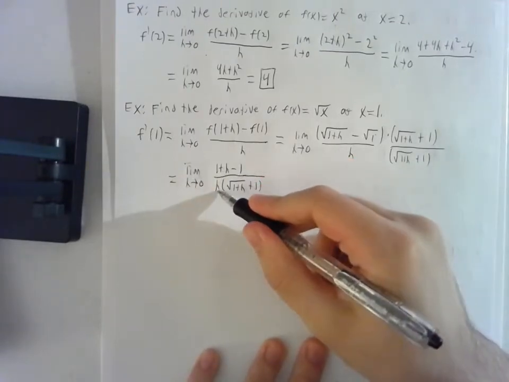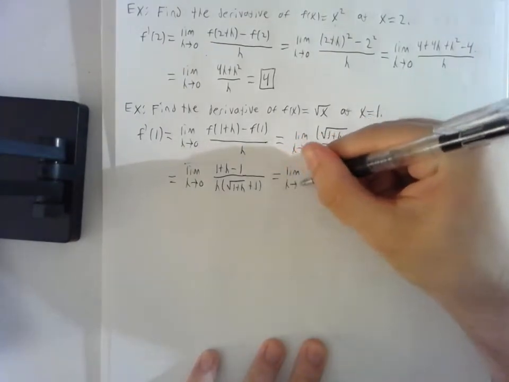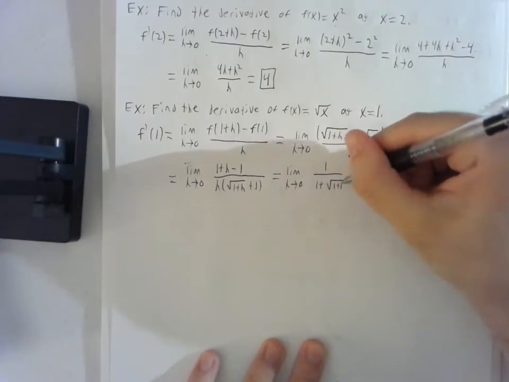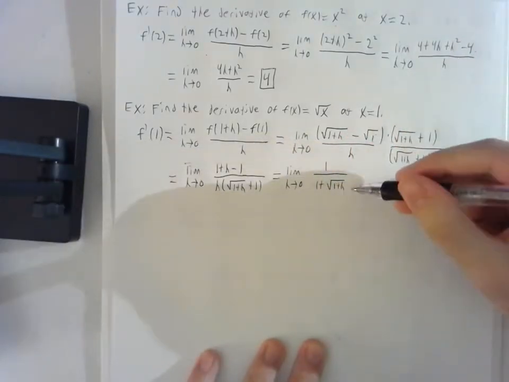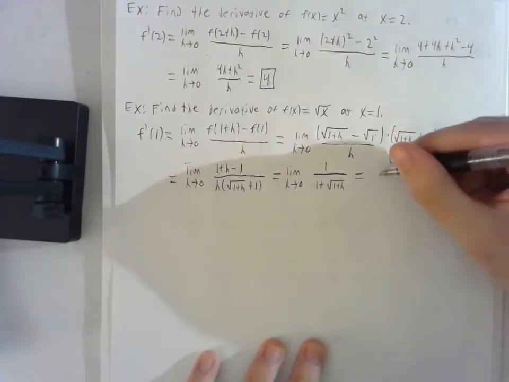So our final answer will be the limit as h approaches 0 of 1 over 1 plus square root of 1 plus h. And now we can just plug in h equals 0 to get that this limit is equal to 1 over 1 plus square root of 1, or 1/2.